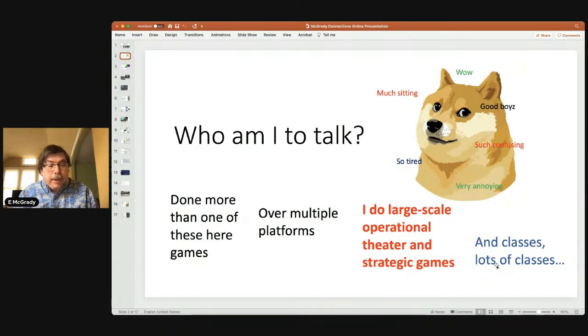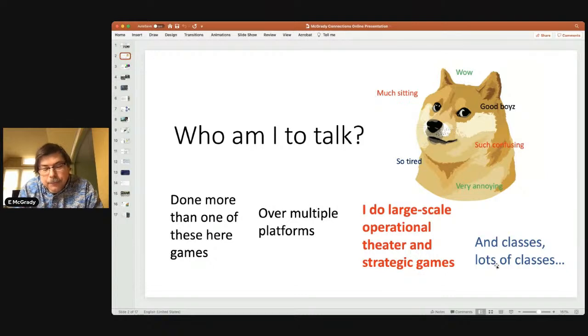I've done it over multiple platforms. I've even used something called Shindig, which I'll mention, but I've also used Teams, and I tend to prefer Zoom. So I've done this quite a bit, so I have a little bit of experience with it. I do large-scale operational theater and strategic games. I've also done games looking at automotive parts online, as well as climate change, and a few other miscellaneous topics over the course of the last year.